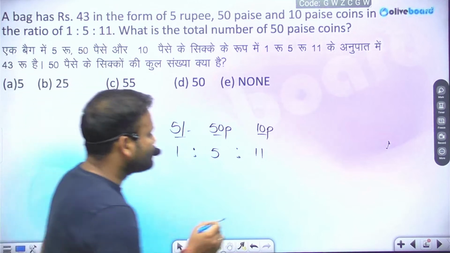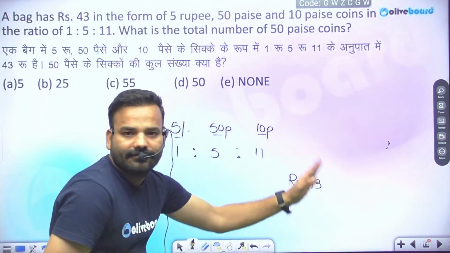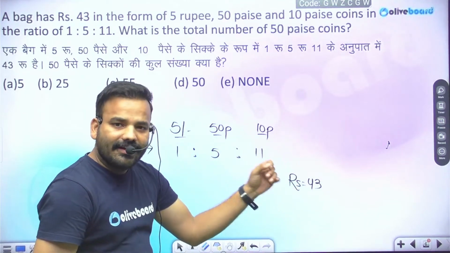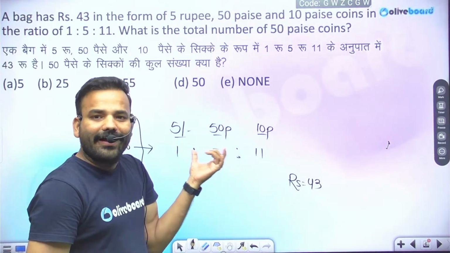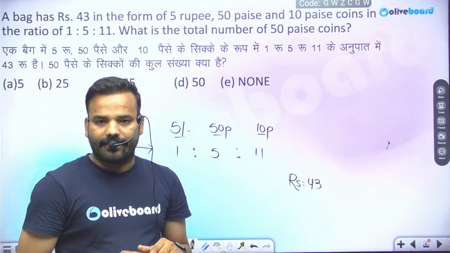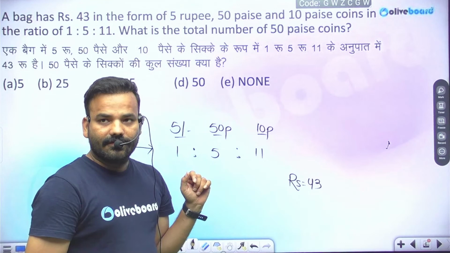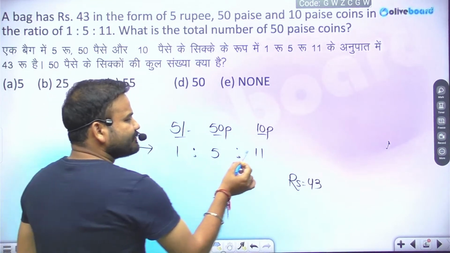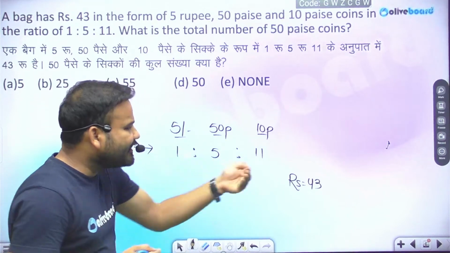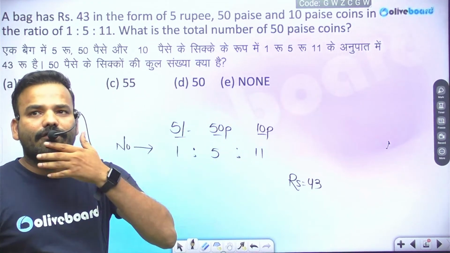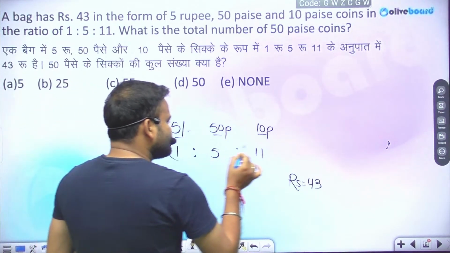Now the question says the total money in the bag is 43. Either you convert this into paise, or you convert this particular ratio into values in rupees. How to convert this into rupees? So let's say I am multiplying this by 10. Why am I multiplying this by 10? Because for every 10 paise, or else convert everything into paise. It's up to you whatever you are doing. Okay, sir, I am multiplying this with 10.